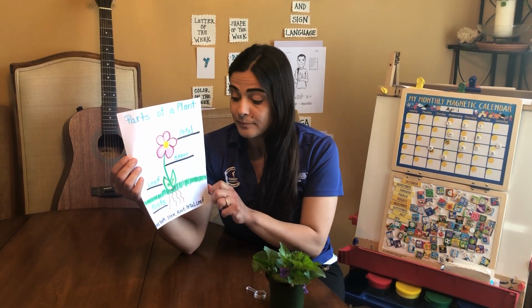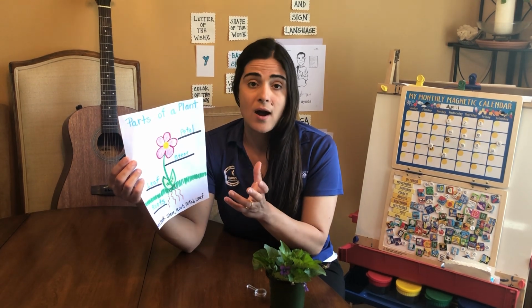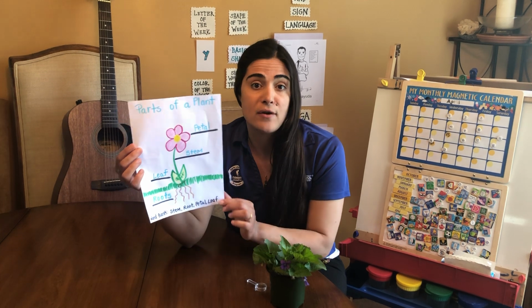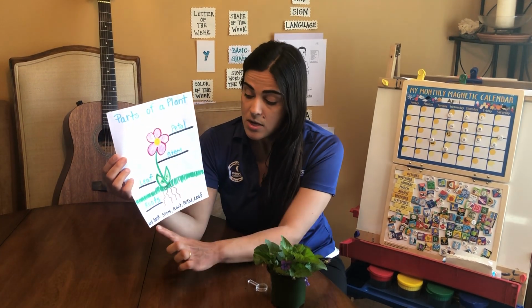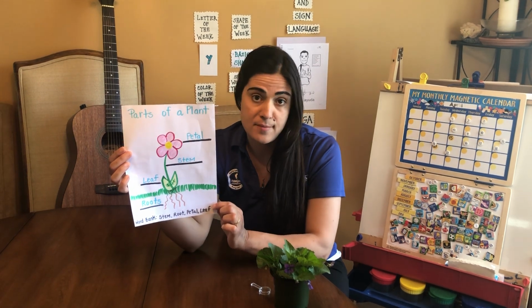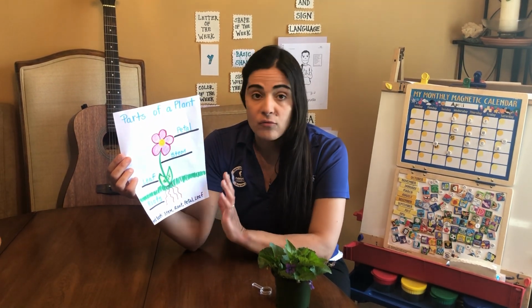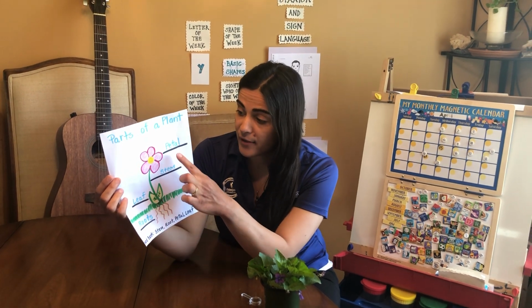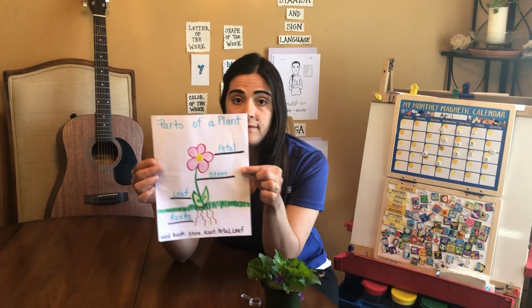Then using their knowledge that they learn from our discussion, they'll sit down and they'll complete this activity. So typically they have a word bank, and I'll go over and I'll show them an example of what is to be expected, and then they'll go through and they'll label each part of the plant.